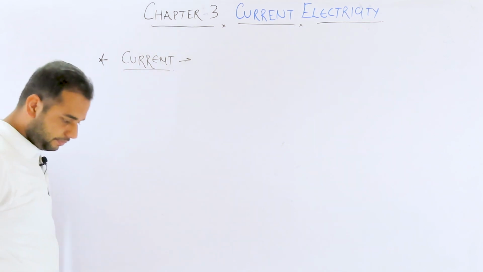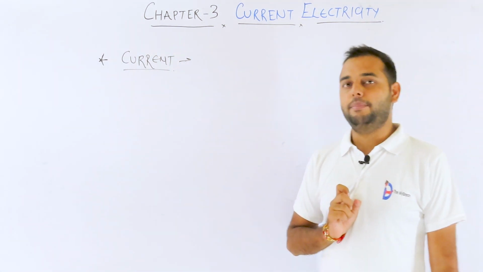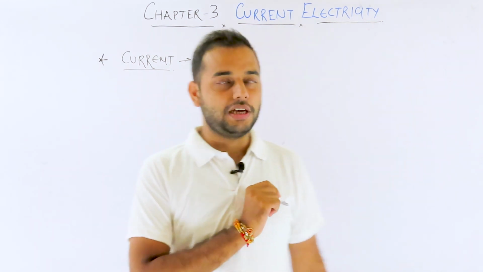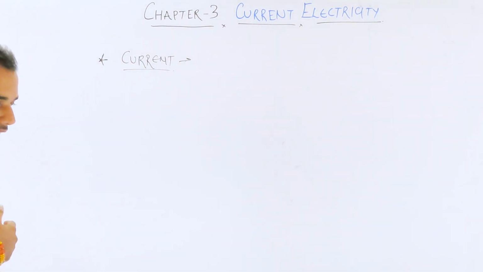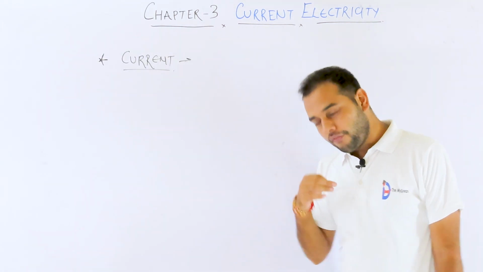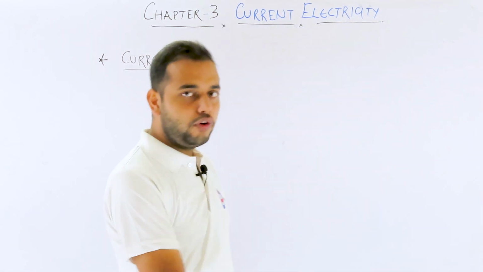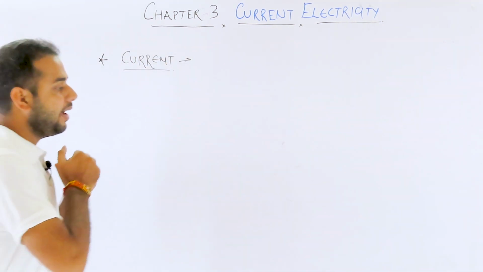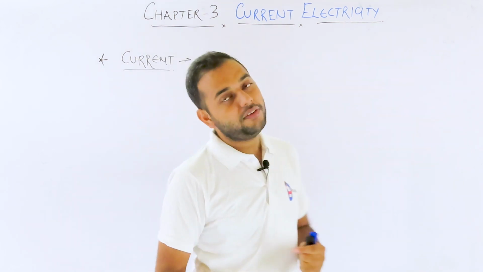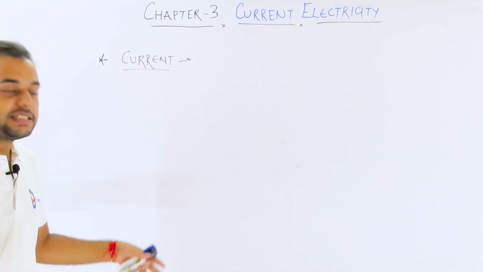Okay, what is current? I gave you a bit of a hint in the last class or the one before that, when I told you that if I have two conductors at different potentials and you join one conductor to the other, then charges will flow from the conductor having a higher potential to the conductor having a lower potential. This flow of charge is called current.